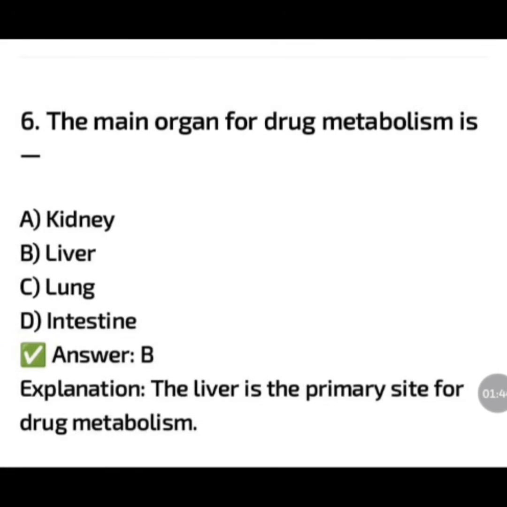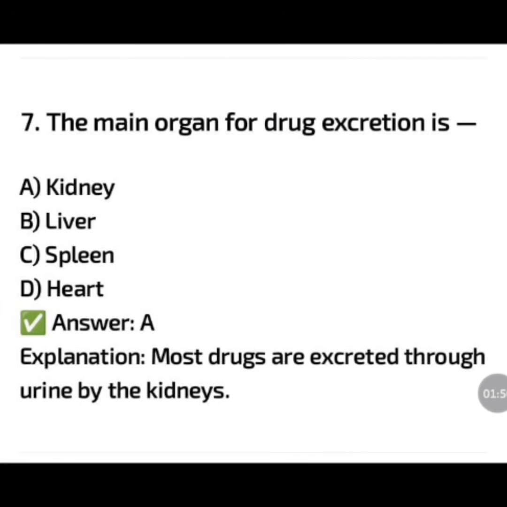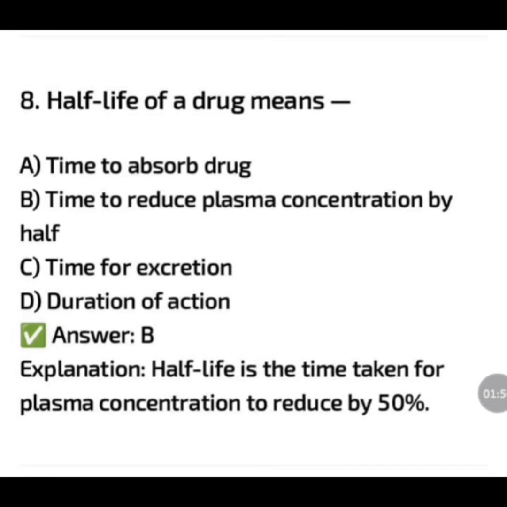Main organ for the drug metabolism is kidney, liver, lung, intestine. The correct answer is option B, liver. The liver is the primary site for drug metabolism. The main organ for drug excretion is kidney, liver, spleen, heart. The correct answer is option A, kidney. Most drugs are excreted through urine by the kidneys.